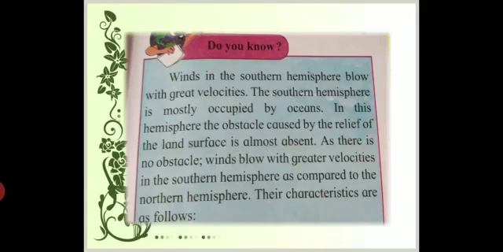Do you know? Winds in the southern hemisphere blow with great velocities. The southern hemisphere is mostly occupied by oceans. In this hemisphere, the obstacle caused by the relief of the land surface is absent. As there are no obstacles, winds blow with greater velocities in the southern hemisphere as compared to the northern hemisphere.